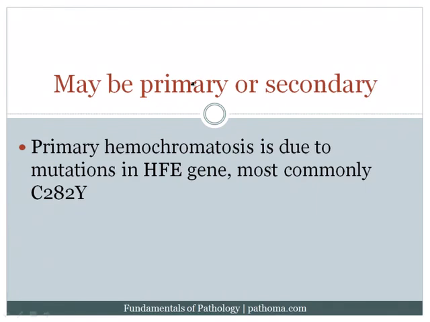Now, it's important to note that in primary hemochromatosis, the reason why this enterocyte dysregulation occurs is because you have mutations in a gene called the HFE gene, and the most common mutation is called C282Y. Another way by which we can get hemochromatosis is secondary hemochromatosis. In this particular case, hemochromatosis arises as a complication of transfusions.